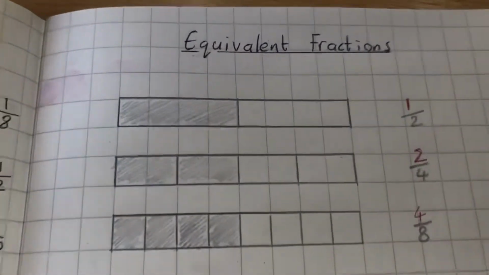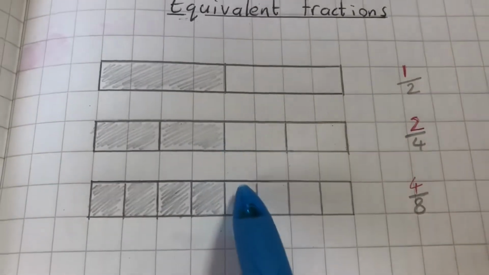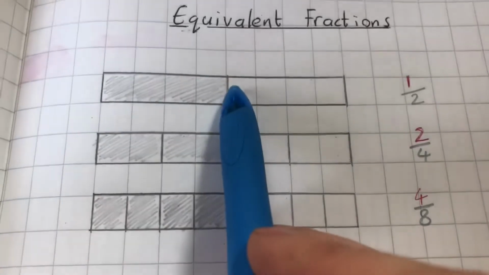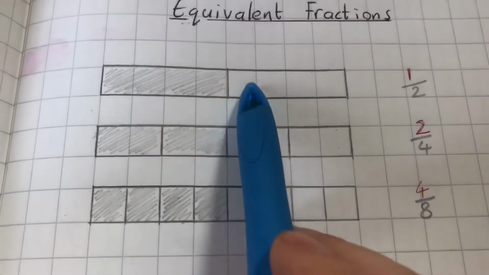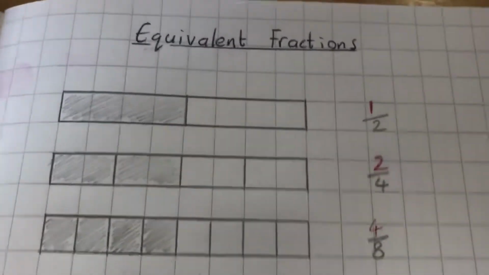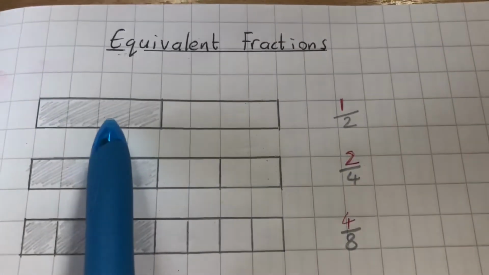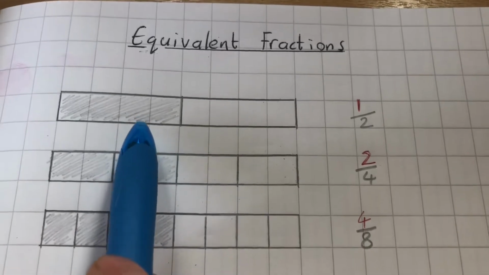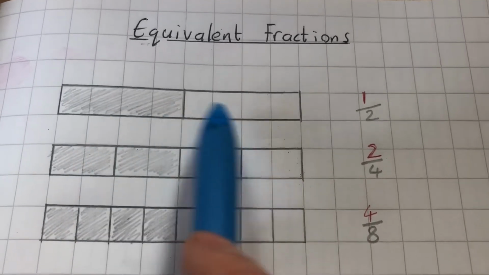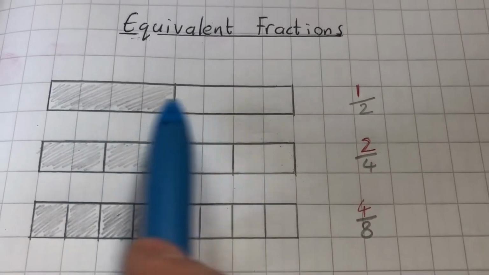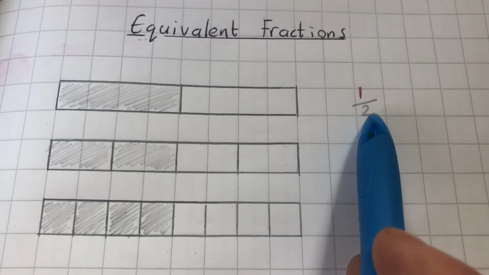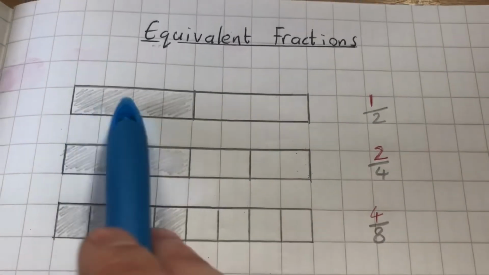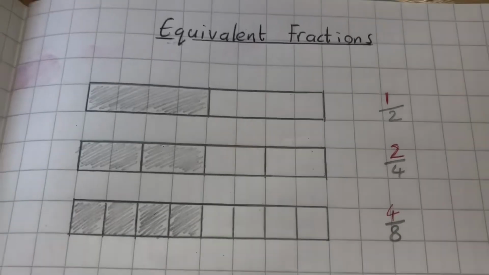Okay, so if we consider these three bars that I've drawn out here as wholes, so this is 1, 2, 3 wholes, we're going to look at them separately. Each of them is divided up, but they're divided up into different amounts of pieces. So this bar here is broken up into two pieces, which are known as halves. So 1/2 represents the shaded part.